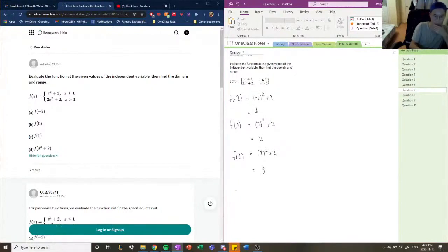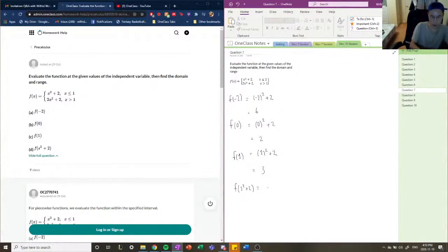Okay. And finally, we have f of s squared plus 2. So this one's a little bit more tricky. But if we think, s is a variable, right? S can be anything. But regardless of whatever value s is, s squared plus 2 is always going to be greater than 1. Let's say s is negative 1. Negative 1 squared is 1, plus 2 is 3, which is greater than 1. What about s equals 0? That's f of 2, right? So 2 is always greater than 1, so we're always going to be using this second function here. There's no value of s that will make us use the first function.